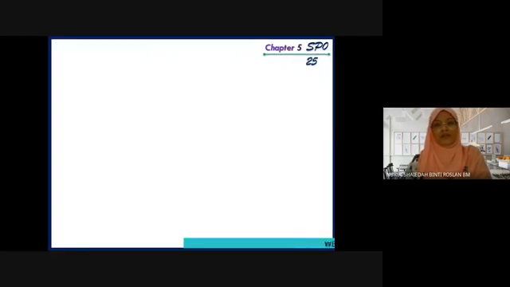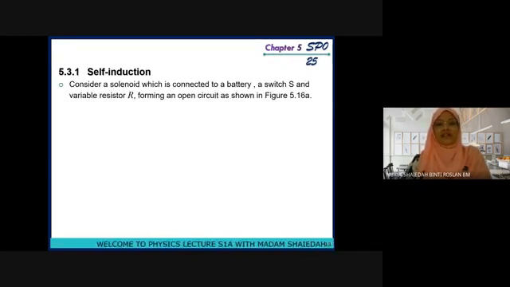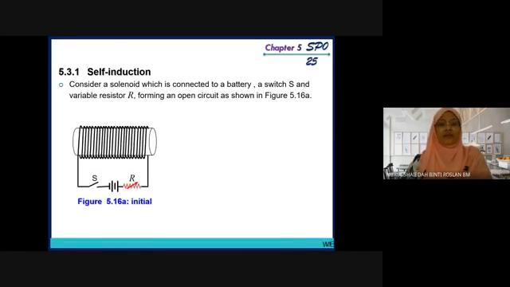Let's look at this one. Self-inductance: consider a solenoid which is connected to a battery, a switch S and a variable resistance R. If you look here, we have a solenoid and we have a switch. Before this, we never had a switch, and we also have a battery. The most important thing is the battery. Before this, you did not have a battery, you wanted to create without using a battery, but now we have a battery.